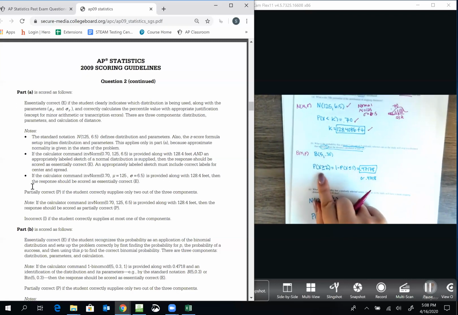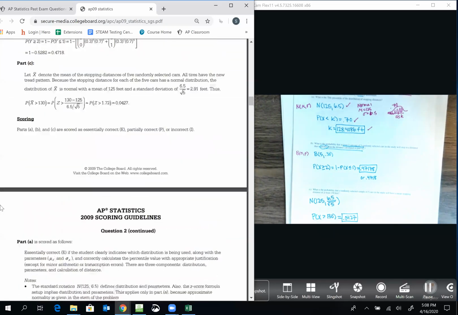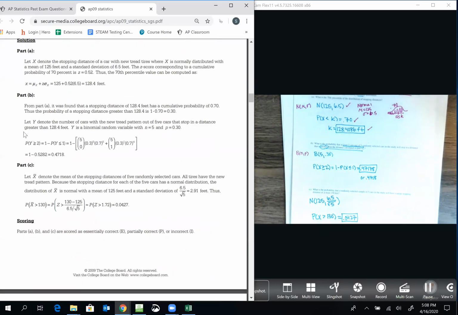I want at least 2 successes, but my calculator only does less than or equal to. So at least 2 successes is the same thing as 1 minus the probability x is less than or equal to 1. So I'm finding the opposite and subtracting from 1, and I got 0.47178 or 0.4718. To make sure that's what they got. Yep, it's exactly what they got.